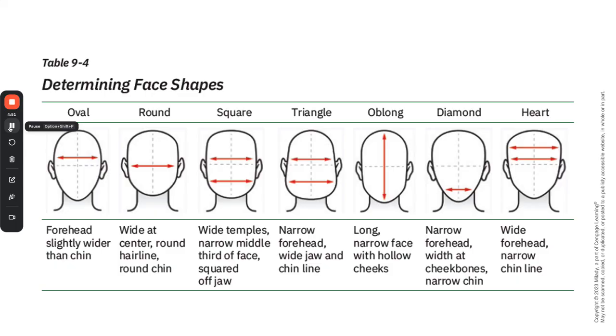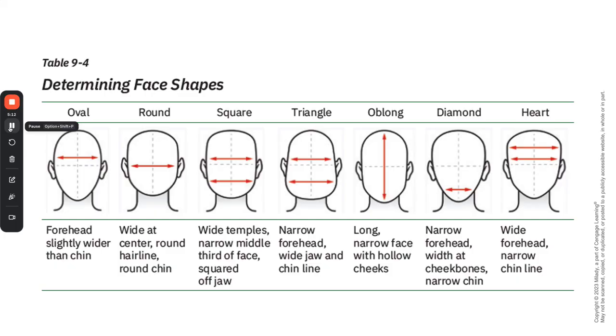Okay. Then we have diamond and heart. Really old school, we say you have a regular triangle face or an inverted triangle face, but diamond and heart is what the new text calls them. So your diamond face shapes, they're going to have a narrow forehead.